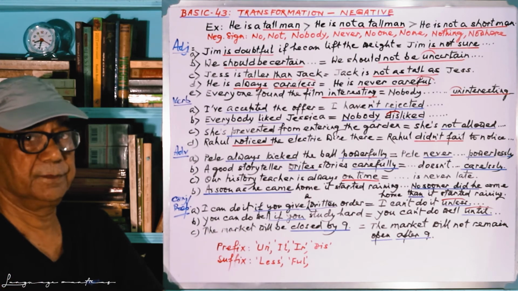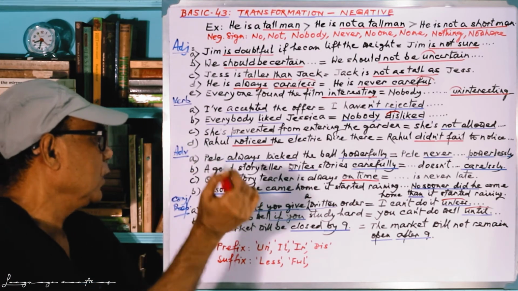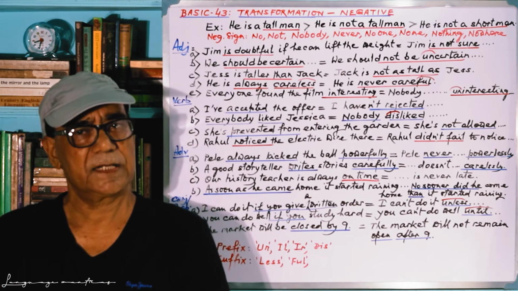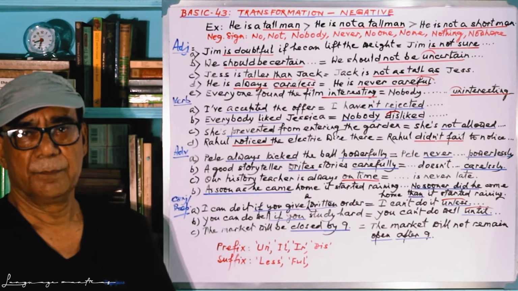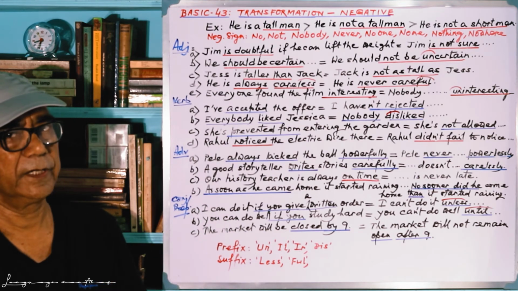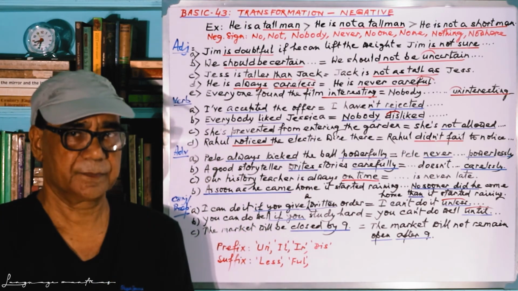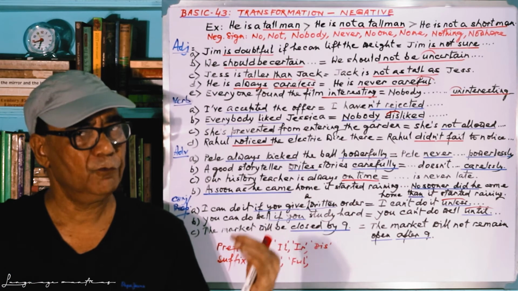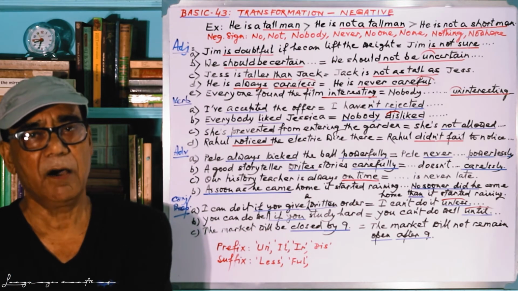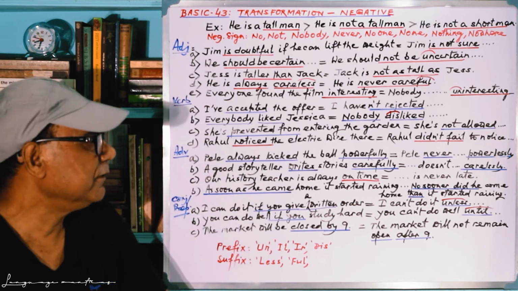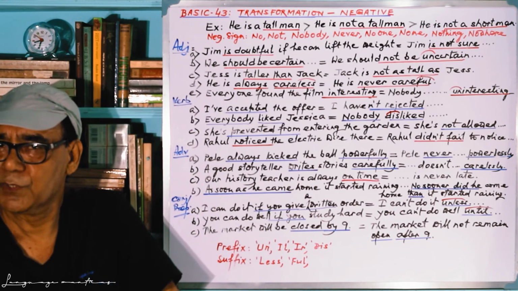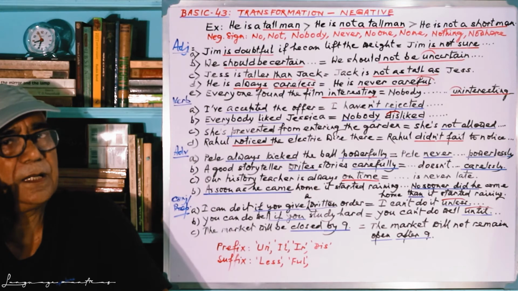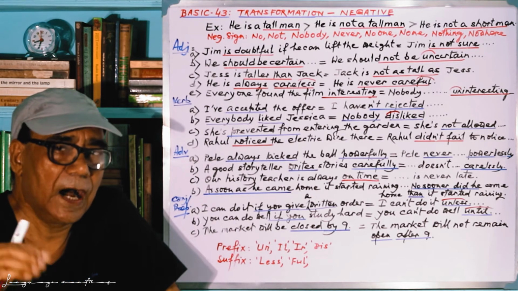Now come to adverb words. Number one. Pele always kicked the ball powerfully. Pele, that legendary footballer. Pele always kicked the ball powerfully. I know this part. Always will be never. And powerfully, this is an adverb. So you have no problem. If it is powerfully, you can make it easily. Powerlessly. So Pele never kicked the ball powerlessly. So you get almost the clue from the positive sentence, or the affirmative sentence itself gives you the clue how to change it.